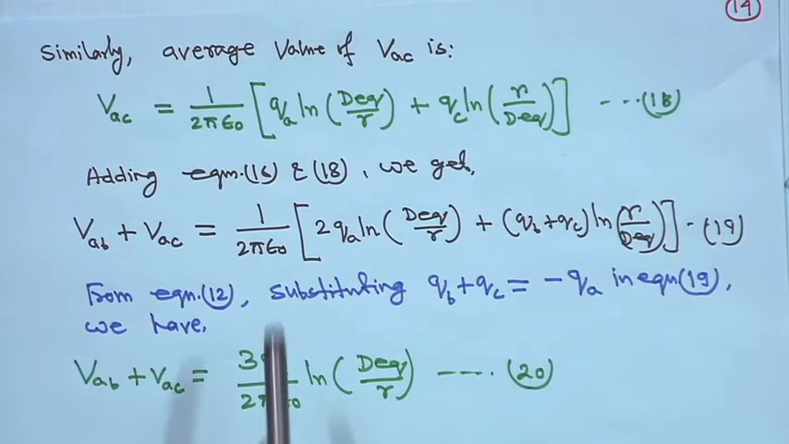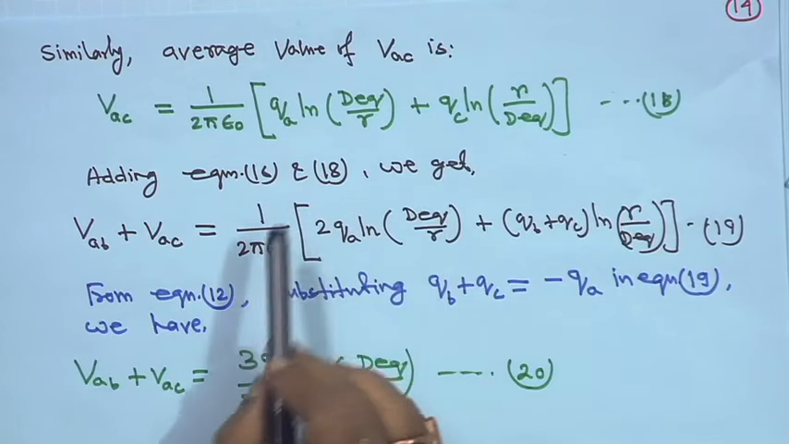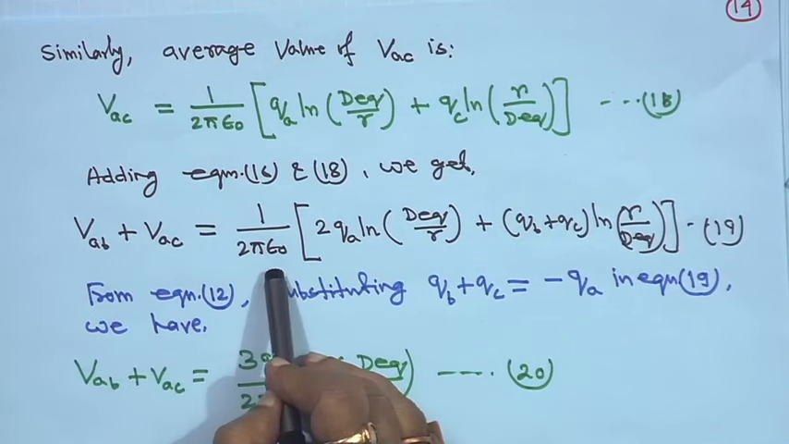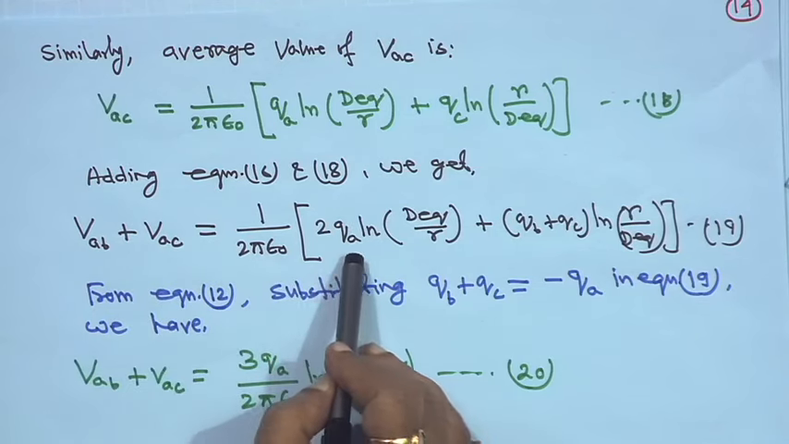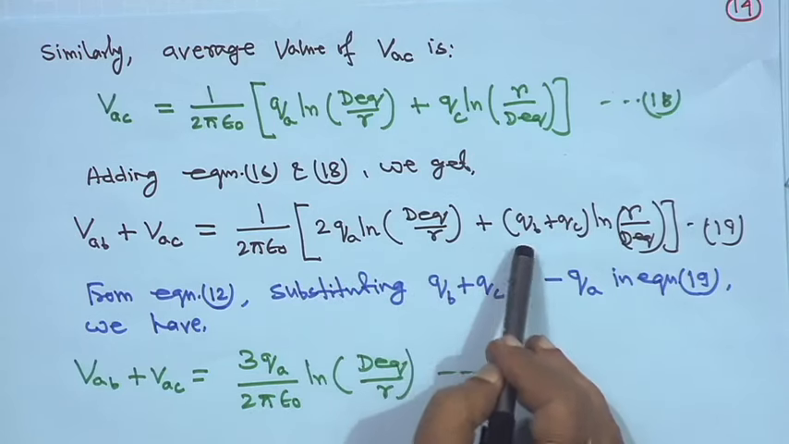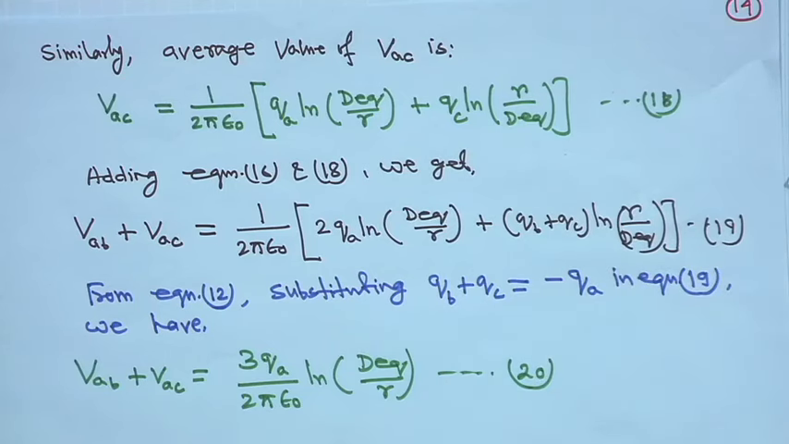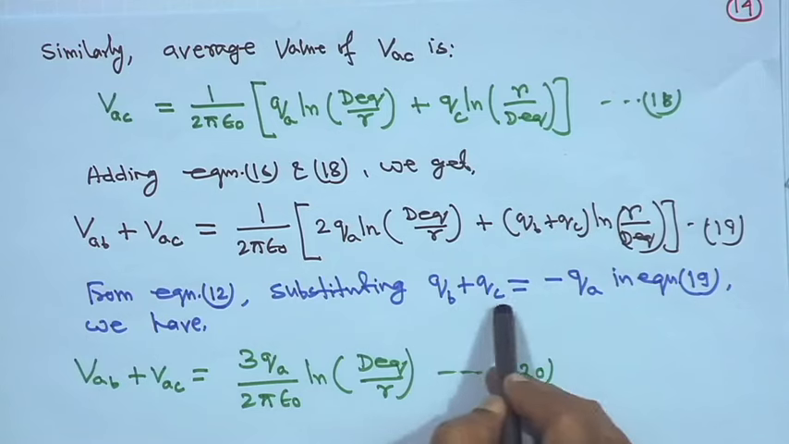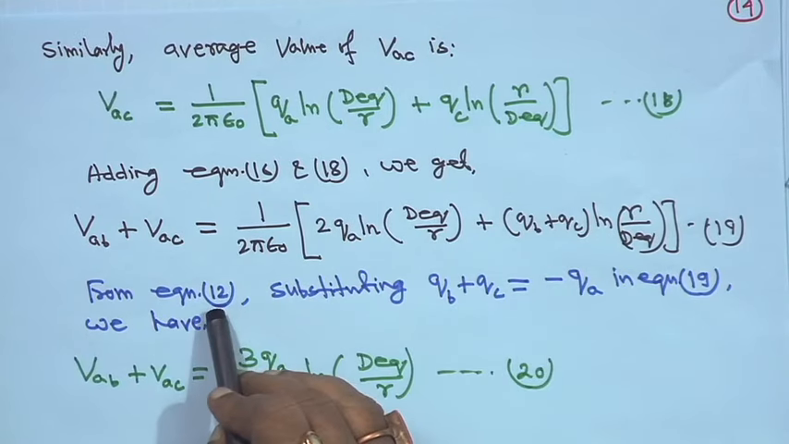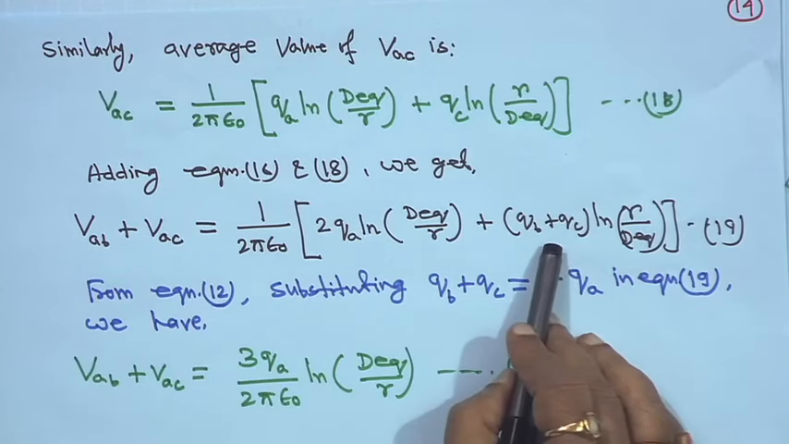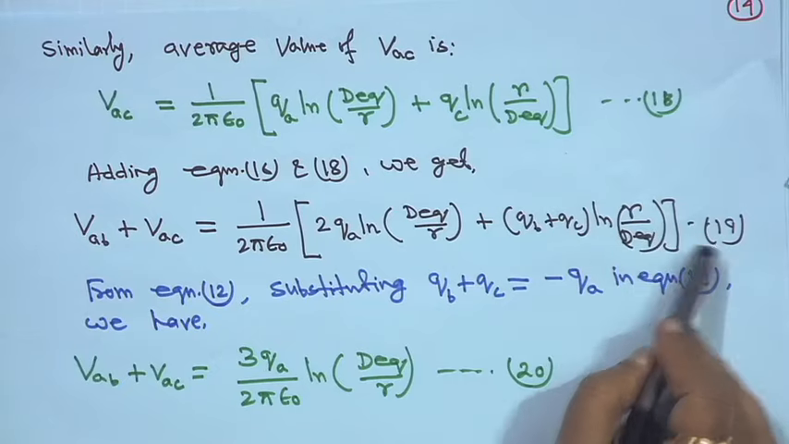After this you add equations 16 and 18, that means V ab plus V ac, these two you add. If you add, it will be 1 upon 2 pi epsilon 0, 2 q a ln d eq upon r plus (q b plus q c) into ln r upon d eq, this is equation 19. But we know that q a plus q b plus q c is equal to 0. So, equation 12 was q a plus q b plus q c is equal to 0. Therefore, q b plus q c is equal to minus q a. Substitute here in equation 19.